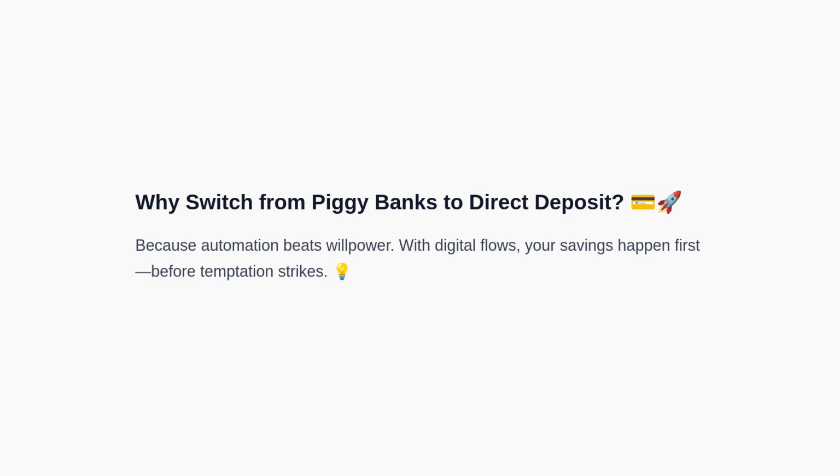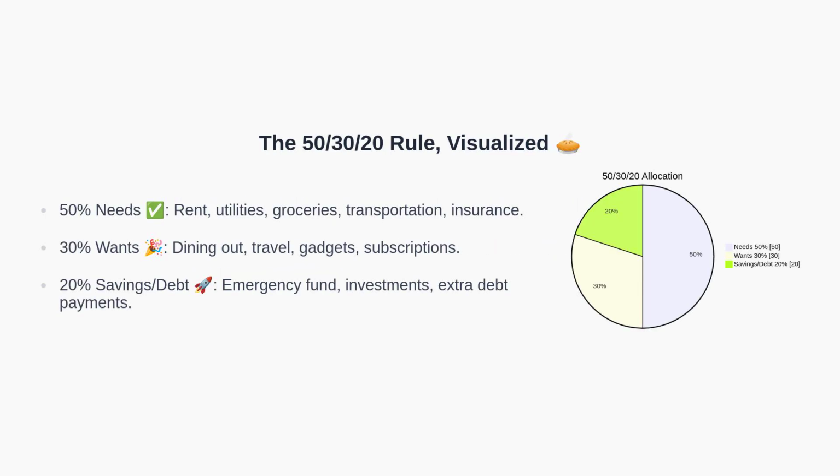Now that we have the motivation, let's revisit the 50-30-20th rule itself. The 50-30-20th rule divides your take-home pay into three categories. First, 50% for needs, essential bills and obligations required to live and work. Second, 30% for wants, discretionary spending that enhances your lifestyle. Third, 20% for savings and debt, building your emergency fund, investing for the future, and paying down debt faster. With this foundation set, we can now automate these buckets with direct deposit.